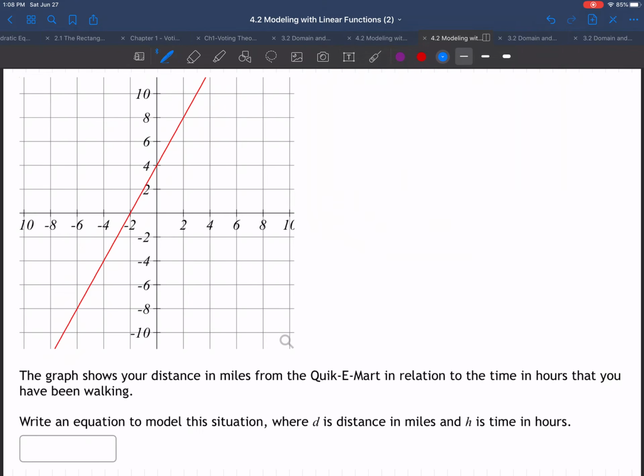They're saying that this is the y-axis, this is the x-axis, but actually, up here, this is going to be distance, and this is going to be hours that you've walked. Okay, and we want an equation for that. Now this is a straight line, clearly, so we want the straight line equation.